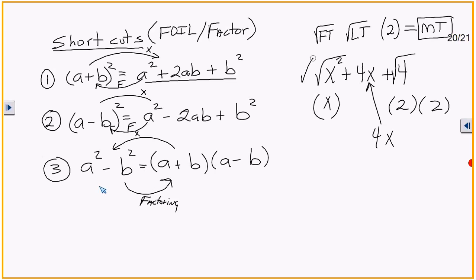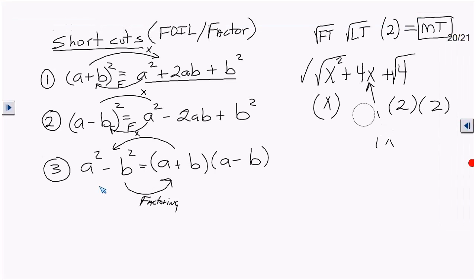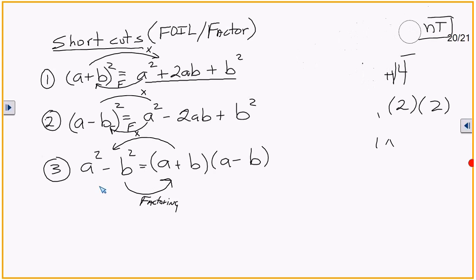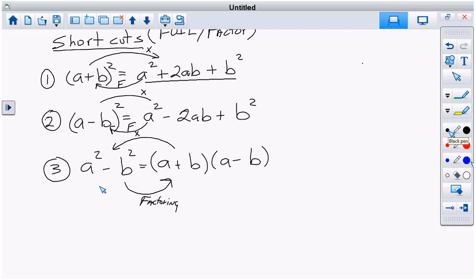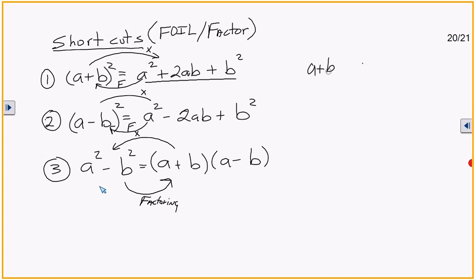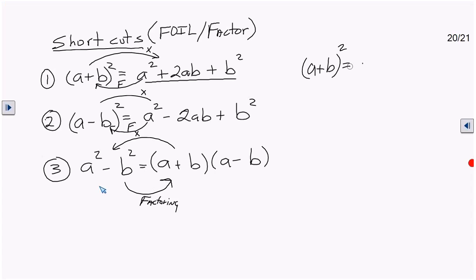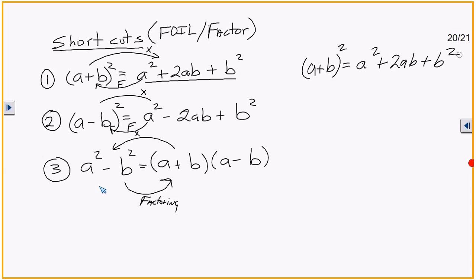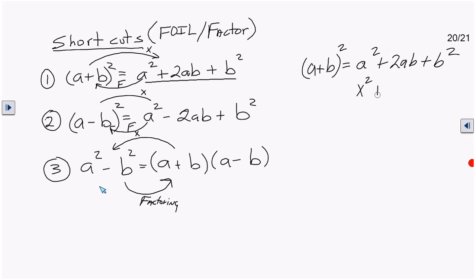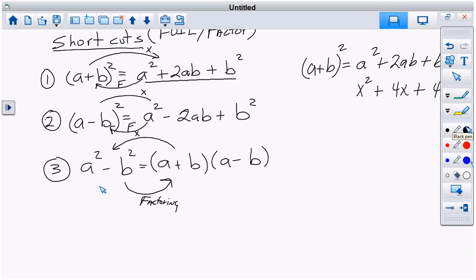How do you use it now? Well, I'm going to show you. You take the problem that you're given, now that we know that this is one that you can use, you take that problem and you put it under the shortcut that you're using. So I'm using a plus b, quantity squared, is equal to a squared plus 2ab plus b squared. So I put my number, x squared plus 4x plus 4. And then I just do this.